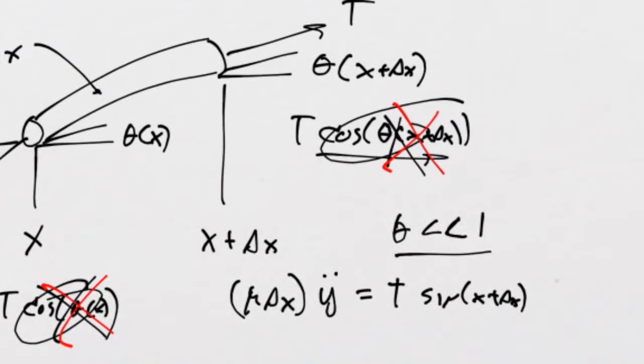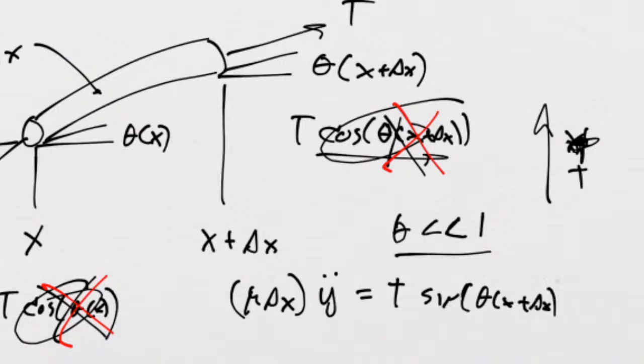Let's say the positive direction will be up. So this will be minus T times the sine of theta of x, plus T times the sine of theta of x plus delta x. I have to make sure I'm ready to do this by doing a quick walkthrough here. Sine of theta of x plus delta x minus T times the sine of theta of x, right?